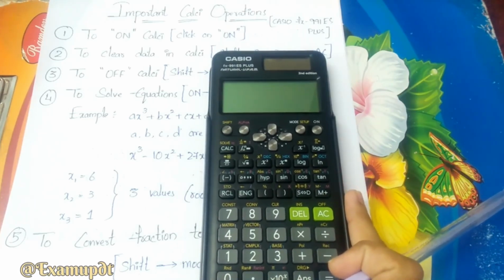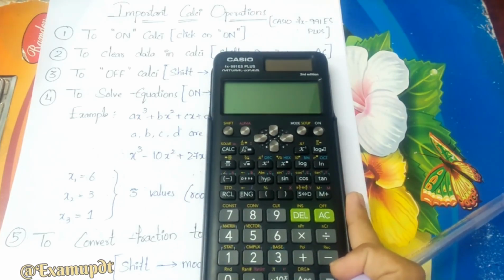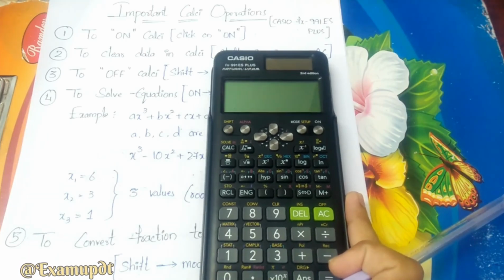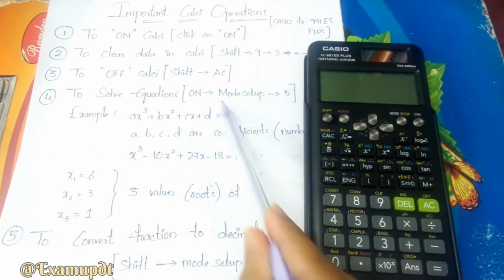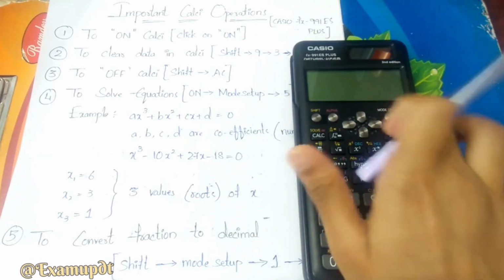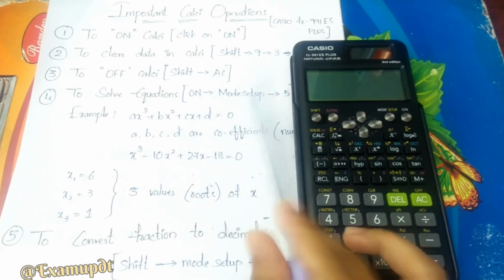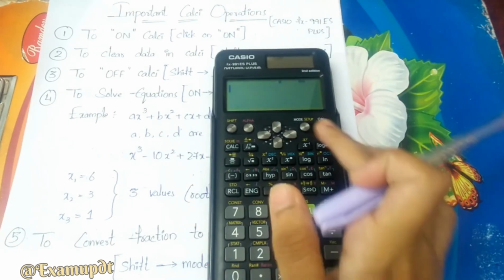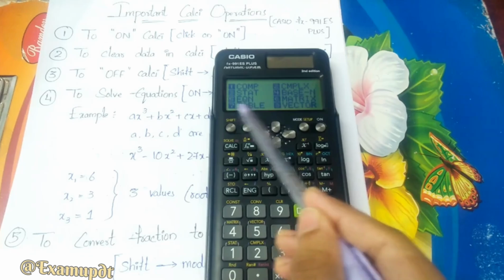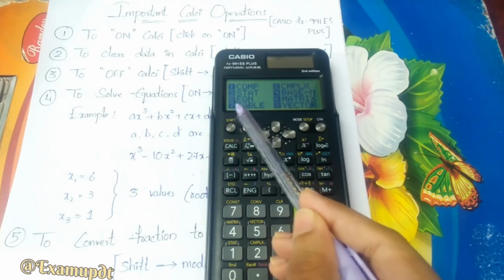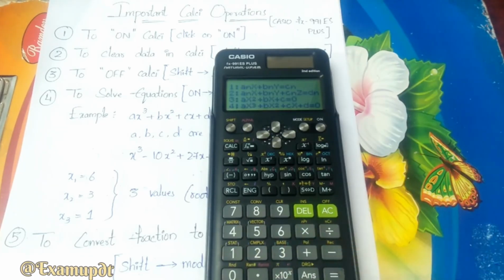Now the next is to solve equations. When we solve the eigenvalues and eigenvectors in the matrices and calculus subject, some equations we will be getting from the matrix. To solve such type of equations, the steps are: first we turn on the Calci, next the mode setup. Here is the mode setup, and then next here you can see the equation. For that we have to click the 5. Now I am clicking 5 for the equations.